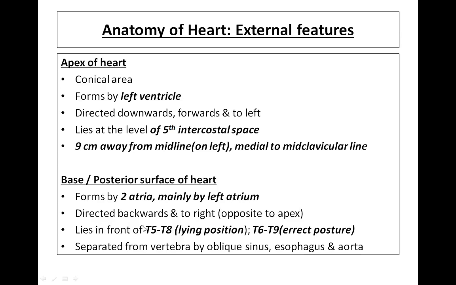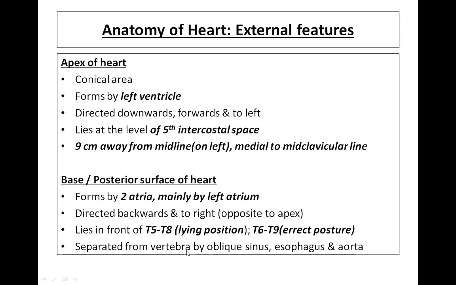It lies in front of T5 to T8 in the lying down position. Suppose a person is lying down, then the base of the heart is just in front of T5 to T8, T5, T6, T7, T8. But when the person is in erect posture, the heart comes slightly down. So it is T6 to T9, one vertebra lower. So T6 to T9 in case of erect posture.